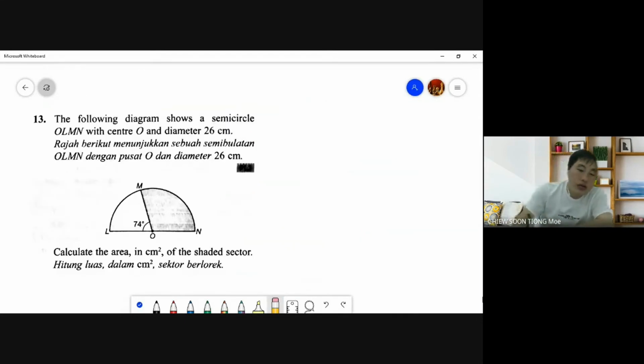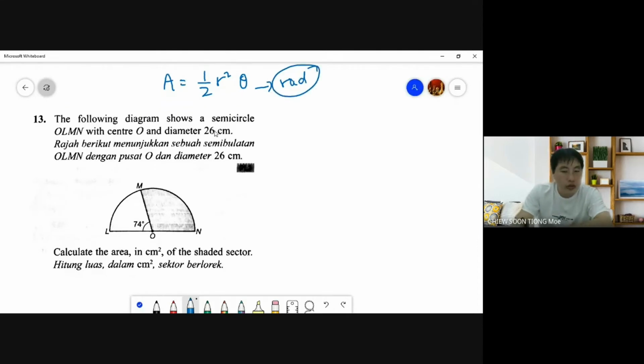Okay, so we are going to another part, where is area. Area equals to 1 over 2 r squared theta. So it's easy. Once you get r, once you get theta, then you can get the answer already. But remember, theta must be in radian form. Okay, so must remember this. So we try the question.